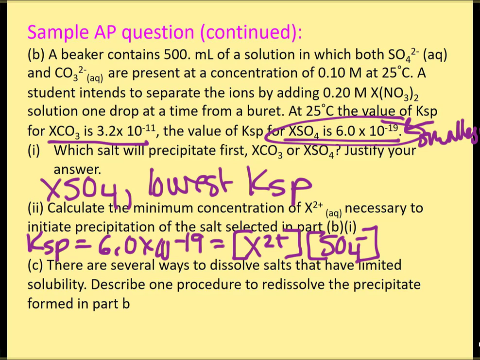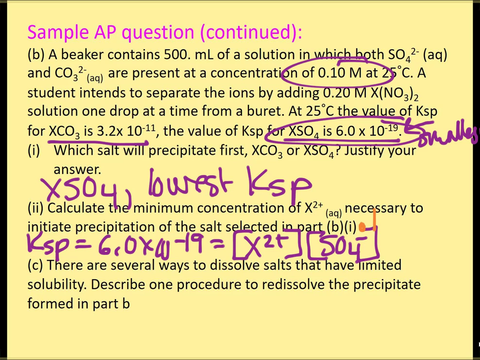Now I do know the concentration of the sulfate ion, and it is given to me up in the text. It's a 0.1. So I'm just going to go ahead and stick that in. I didn't give myself a lot of room to show you this, but 0.1 is what the sulfate is. And so I can go ahead and just put that there and then solve for the other ion. That is going to give me that minimum concentration.